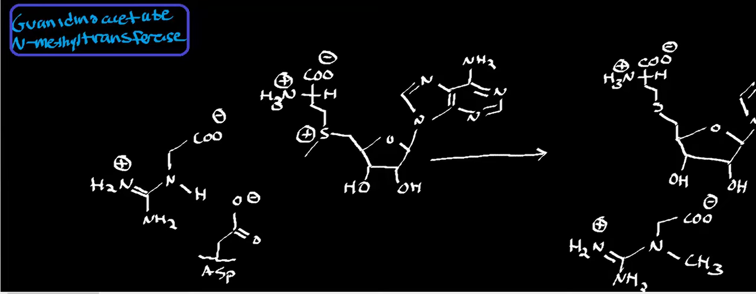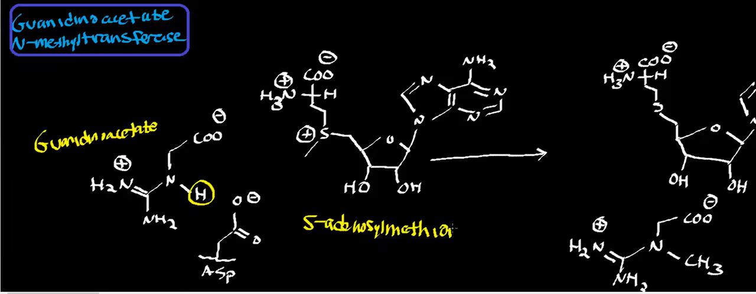So this molecule right here, you would recognize this as guanidinoacetate. And essentially what we're going to do is this proton that's right here on the guanidino group, we're effectively going to replace that with the methyl group, which is part of this molecule, also referred to as S-adenosylmethionine.